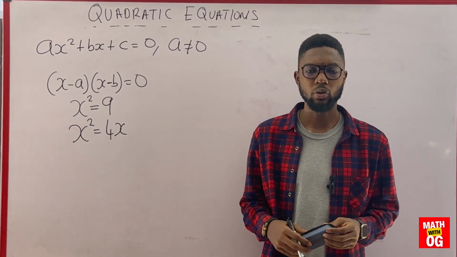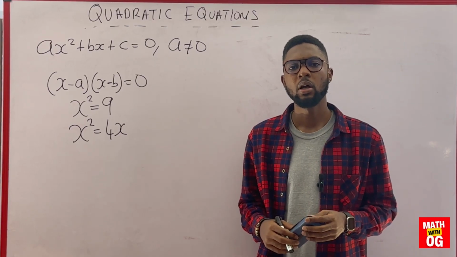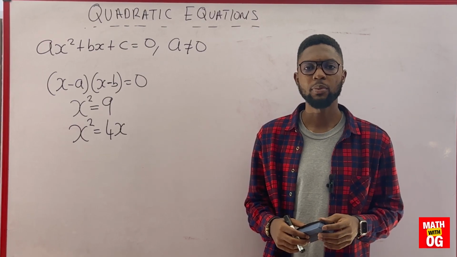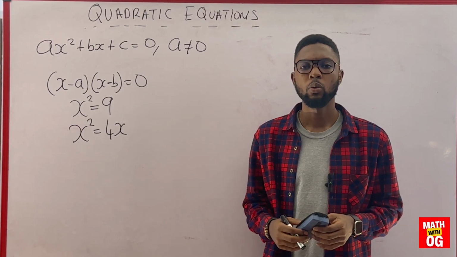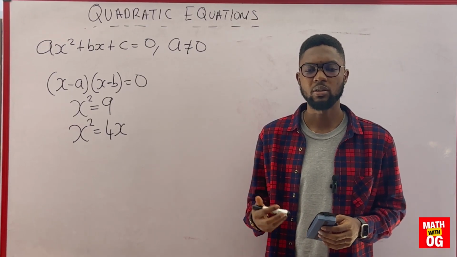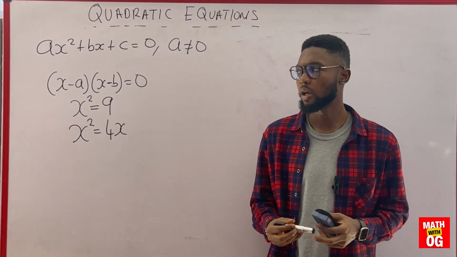Now, quadratic equations, unlike your linear equations, are equations whose highest power is 2. That means the highest power of the unknown should be 2. When the highest power of the unknown is 1, it's linear. When the highest power is 2, it is quadratic. When it's 3, it's something else entirely.